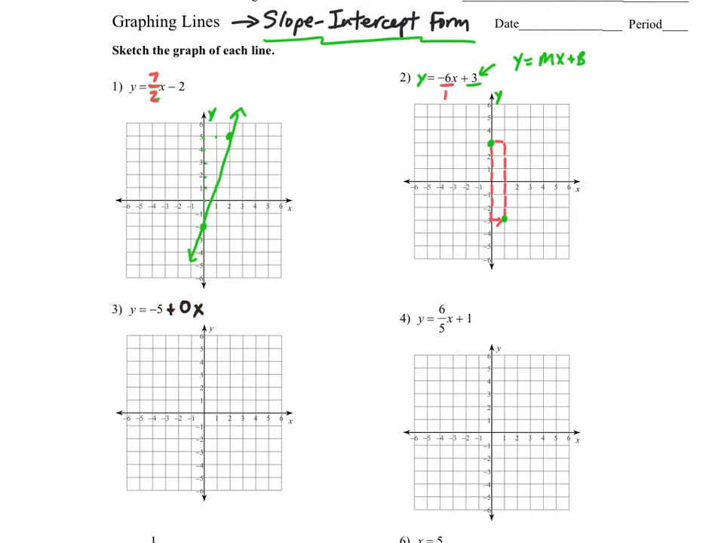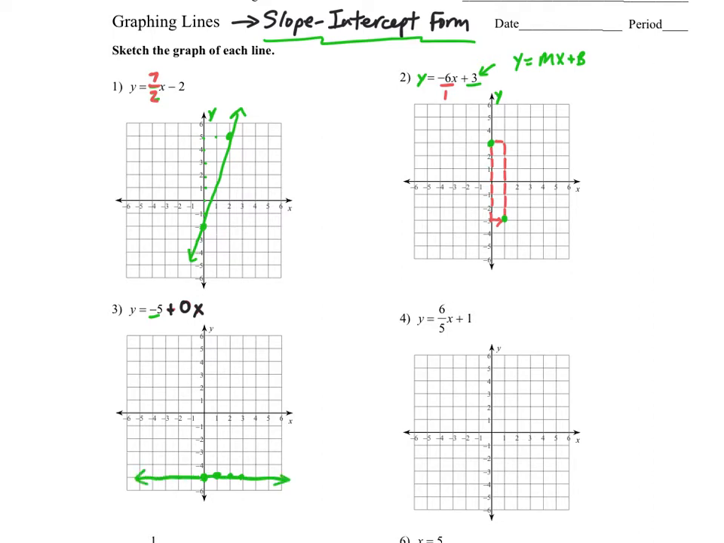So we're going to go ahead and do what we did on the other problems. Plot our y-intercept. Y is at -5. Go ahead and plot -5. For a slope of 0, that means when you go over one spot, you don't go up any. And when you go over another spot, you don't go up any. So a slope of 0 will look like a flat line.